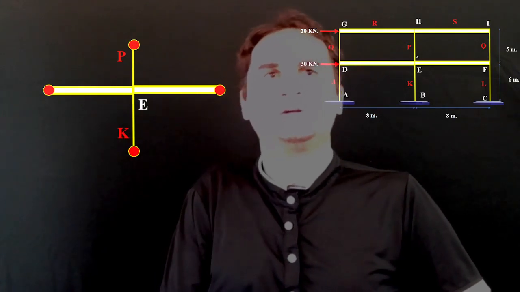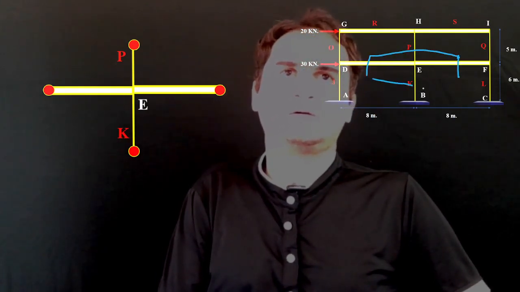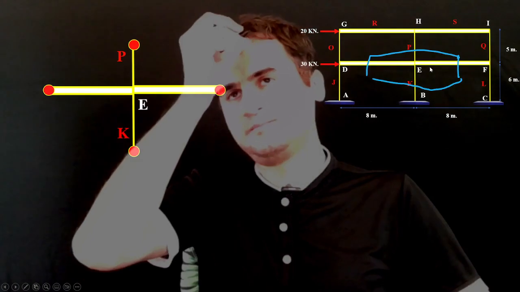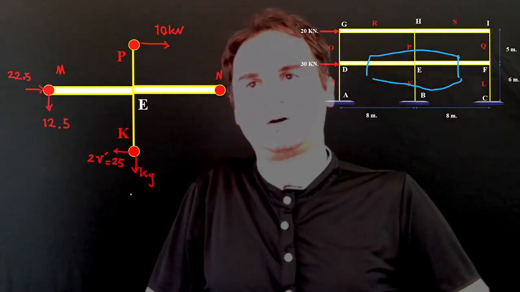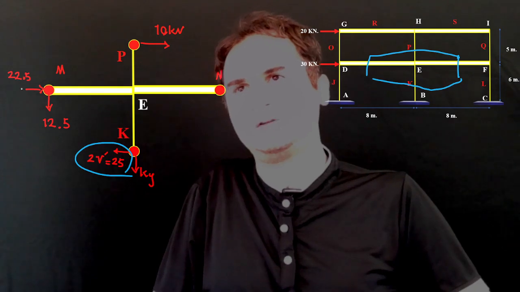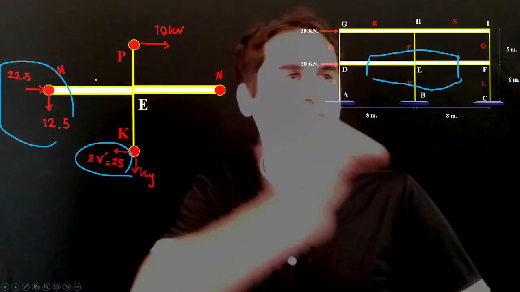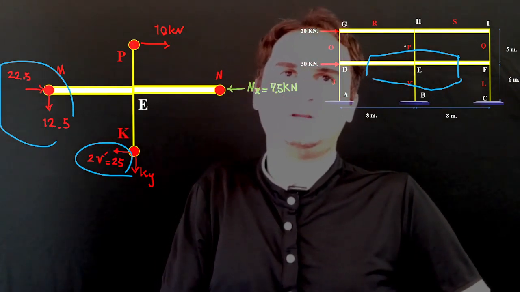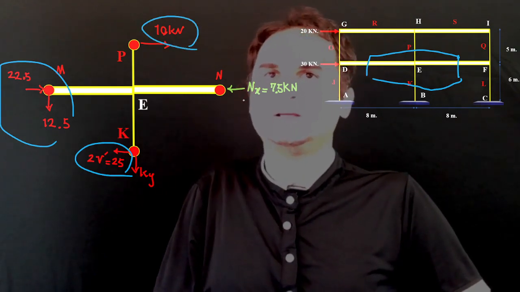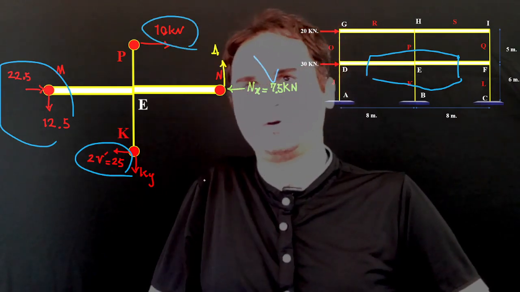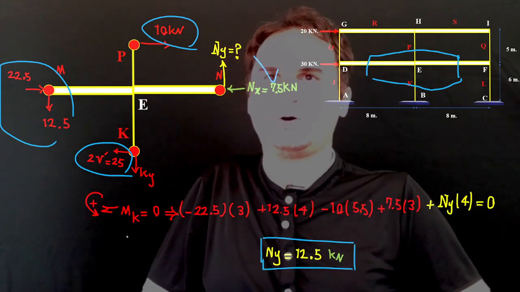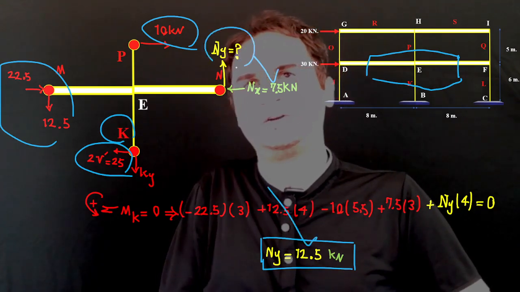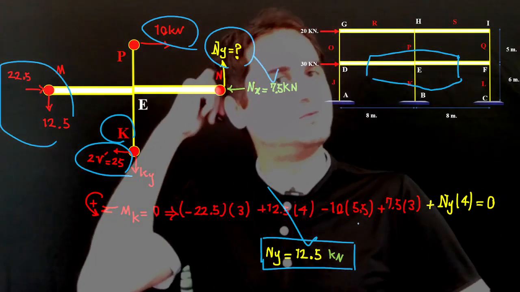Let's move to the intersection of E. As soon as we replace all the forces, we already know this is 2V prime, 25. These are just translated from the previous part. At P we have 10 kilonewtons, and Nx is simply 7.5. If we make a summation about, for example, point K this time, it just gives us Ny, the vertical component, of 12.5 kilonewtons.